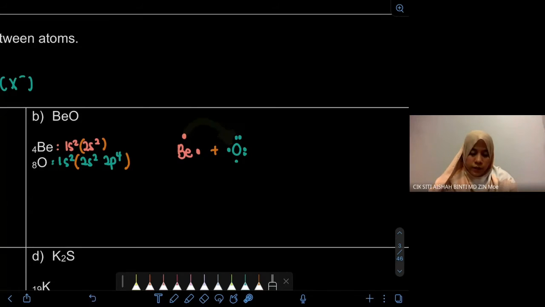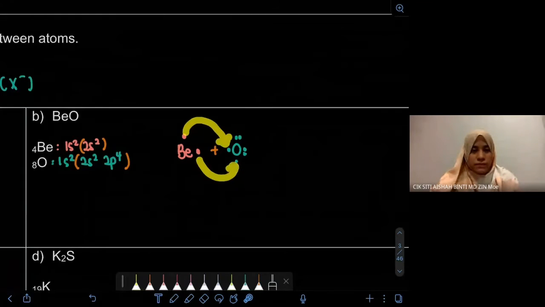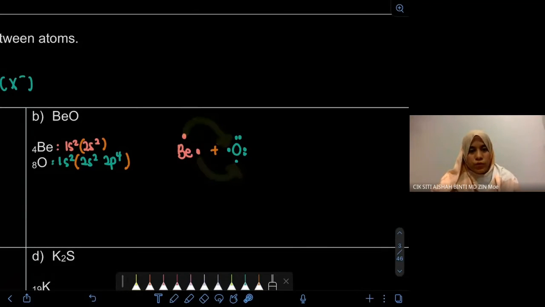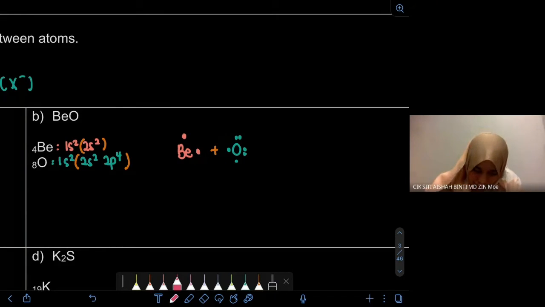Sebab kalau dia share 1 electron only, beryllium lagi tak capai octet, dalam case ni dia capai duplet dia kan. Oksigen tak capai lagi 8 elektron tu. So, satu elektron ni pun akan share lagi dengan oksigen. Okay. So, in this case, we have to show the movement of the 2 electron ni, the transfer of 2 electron. So, kita tunjuklah dekat sini. Beryllium 1 dekat sini.